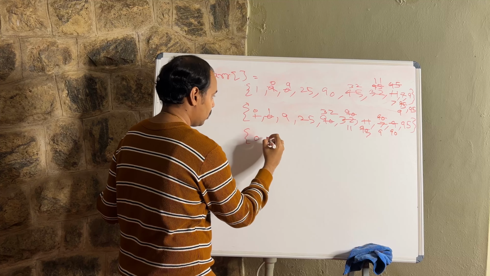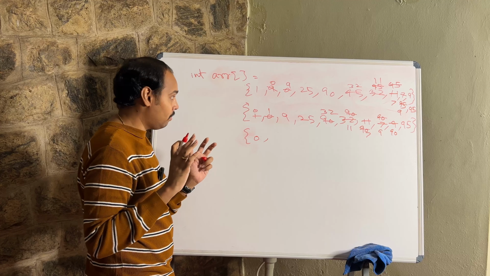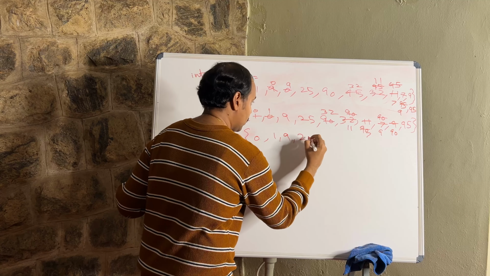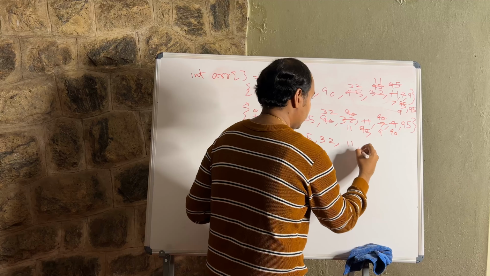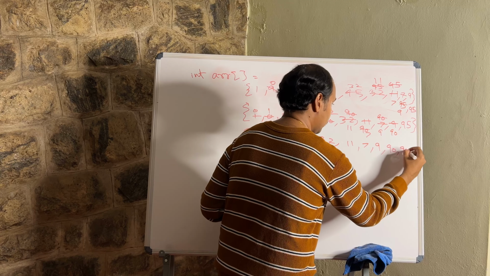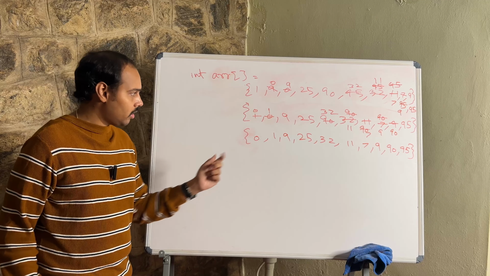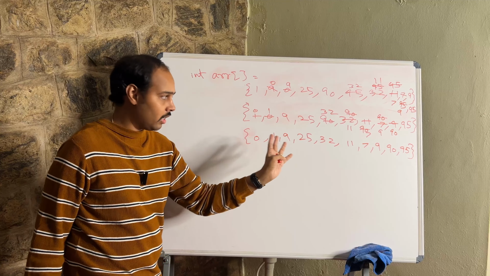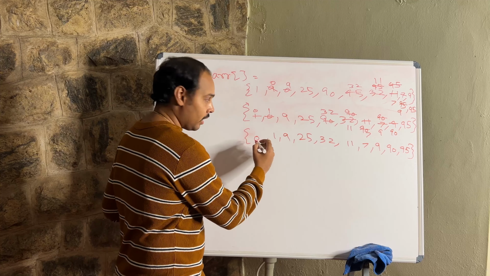So the new value, I am just writing it again to make it visible and clear. 0, 1, 9, 25, 32, 11, 7, 9, 90, and 95. Wow. Is it sorted now? No, it's not. 11 is here, but 25 and 32 are here. It's not. Let's do it again.